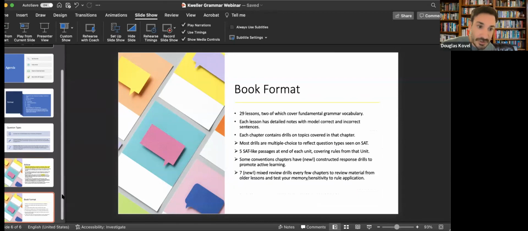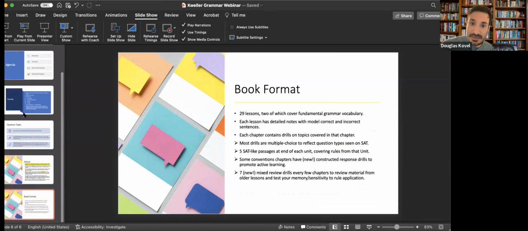And then the last thing that we're going to go over before we start really getting into going through the test, we'll do one thing in between that, but I'm just going to go over the format of the book. So overall, the book consists of 29 lessons. The first two of those lessons cover the fundamental grammar vocabulary. I already talked about why it's important to review that stuff. And then the remaining 27 are more SAT-like lessons on the rules you actually need to know. And then every chapter contains drills on the topic covered in that chapter. Most drills are multiple choice to reflect the question types that you'll see on the SAT.